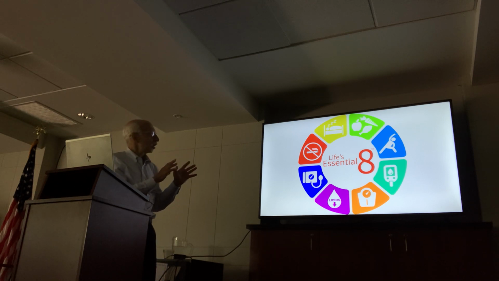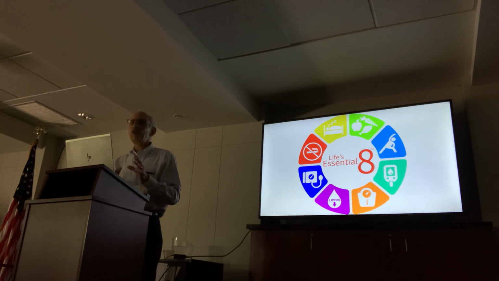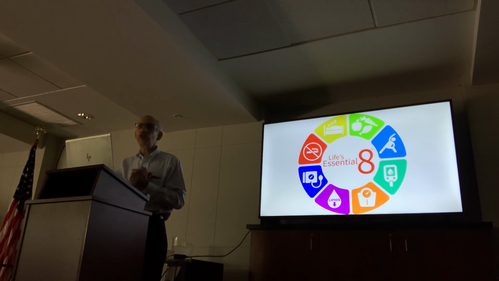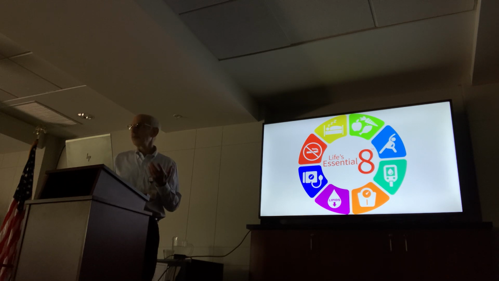Well, shown on this slide is an easy way to remember Life's Essential 8. These are the things everybody needs to do to prevent cardiovascular disease. It's in a picture format, and hopefully you can understand what each picture means. If we start with the green up here, this is diet. We can optimize our diet to prevent cardiovascular disease. And I'll get into each of these in a few minutes.